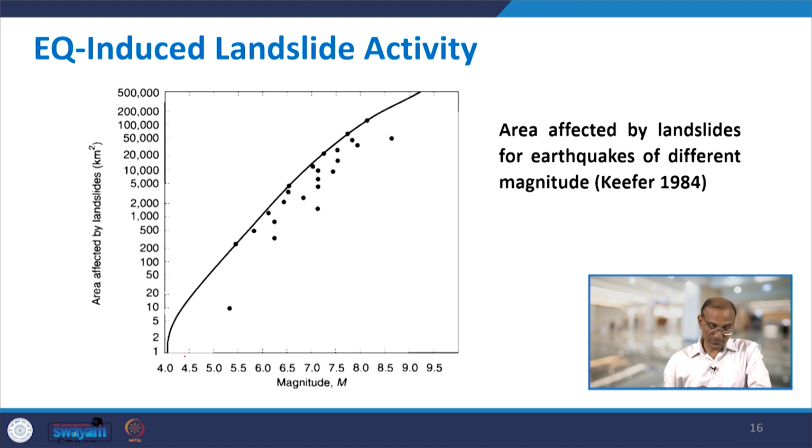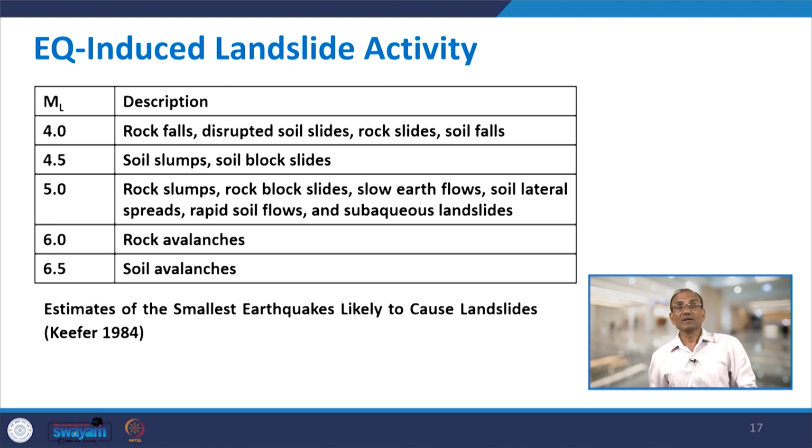So when you go from, let us say, 4 to 6 magnitude, it jumps from 1 square kilometer to 500 square kilometers. If I go to 8 magnitude, then it will be around 100,000, that means 1 lakh square kilometers. So even when you jump by 1 magnitude, the area subjected to landslides is tremendously increased, which is expected also, that is common. So this was the earthquake induced landslide activities.